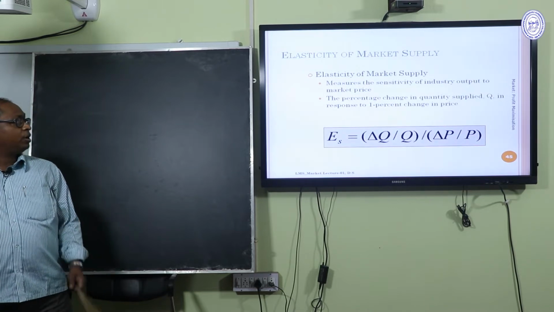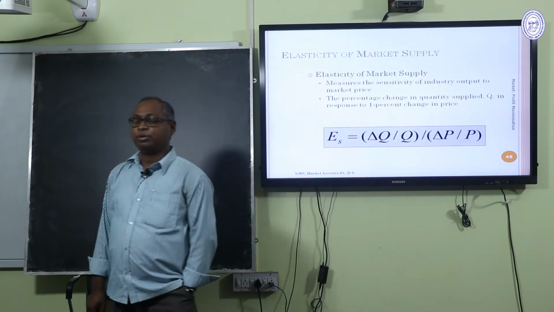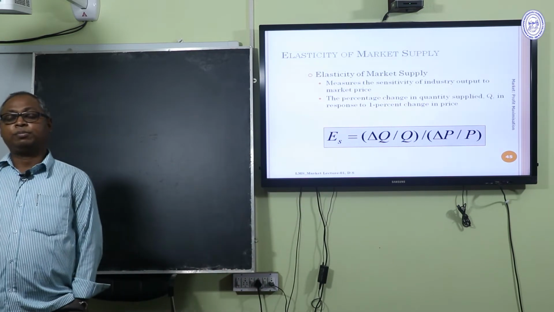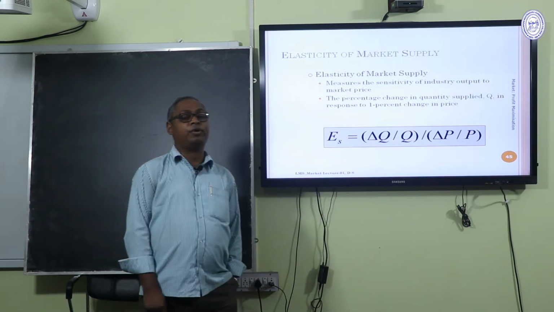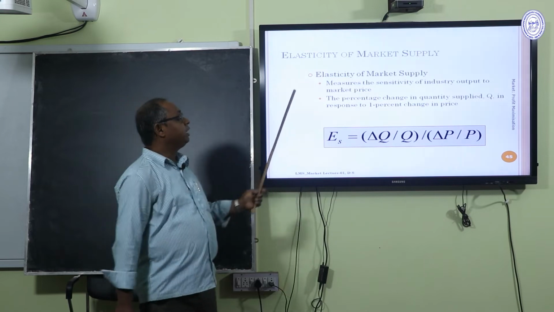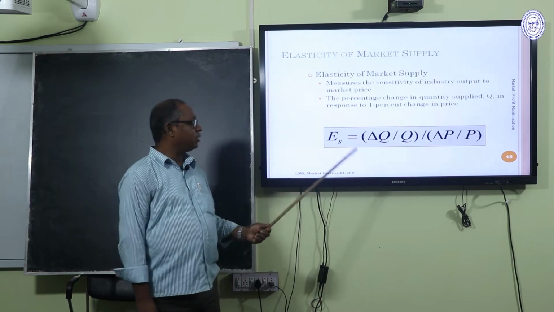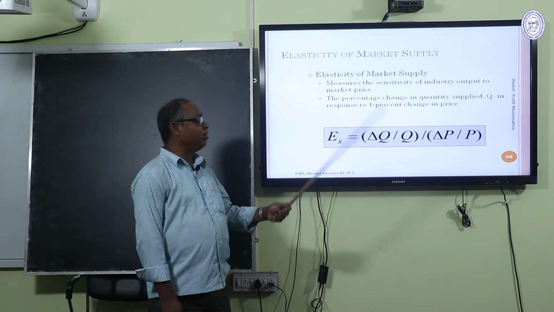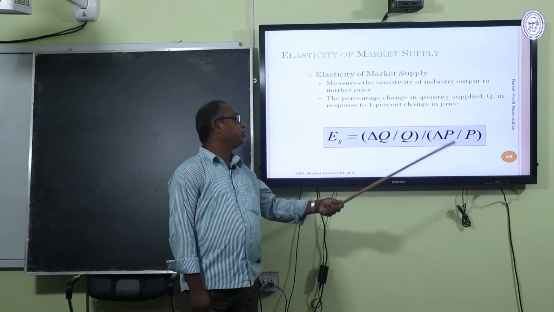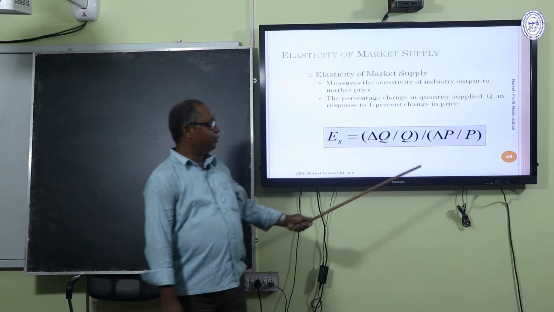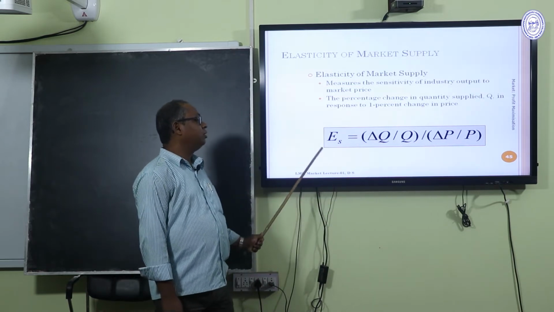Now, what is the elasticity of the market supply curve? We get the market supply curve as the horizontal summation of all the farm supply curves. And here, the elasticity of the market supply, what is that? This is nothing but the percentage change in quantity supplied with respect to a 1% change in price. So if price changes 1%, then what happens to the supply amount will be the supply elasticity.